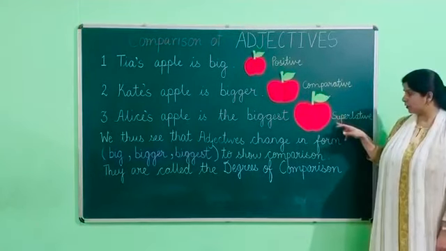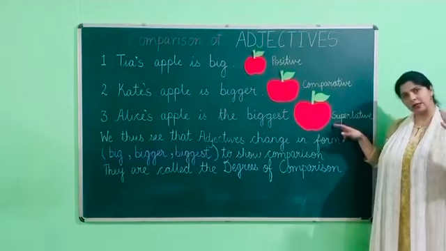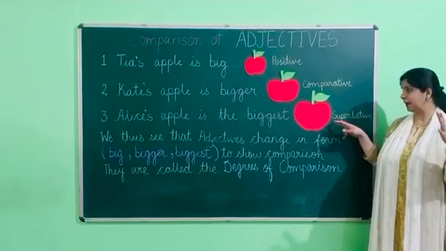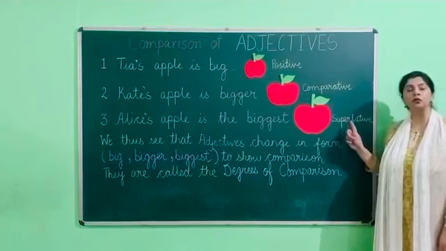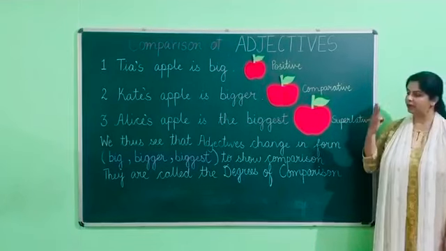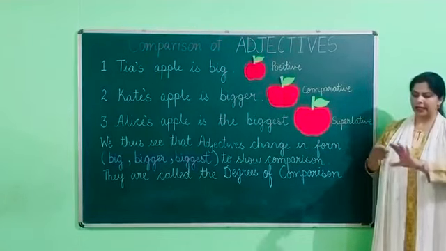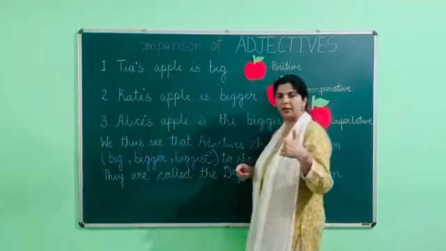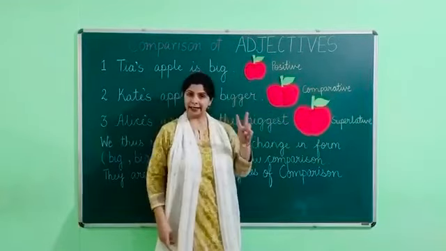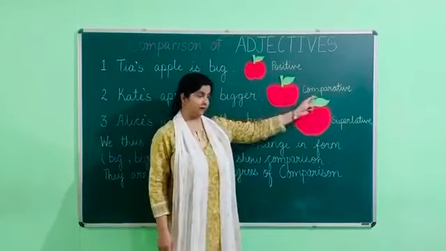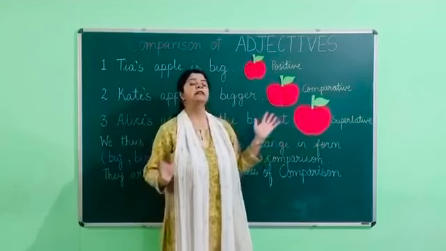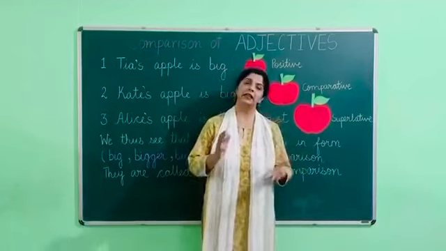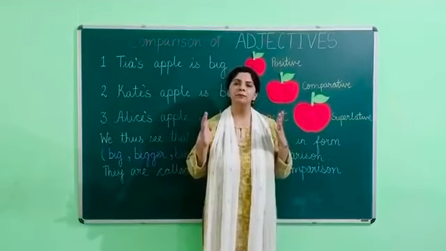And when we talk about the last, which is the ultimate, which is maybe the biggest or the slowest of some form, it is called the superlative degree. So we have three degrees in adjectives. First being the positive, second which is the comparative, and third which is the superlative. They are called as the degrees of comparison.